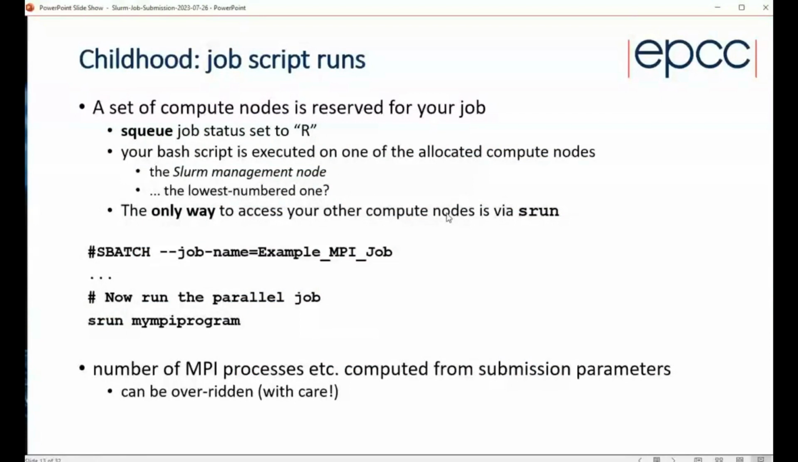Okay, so the concept is that a job is a set of compute nodes reserved for your job. squeue showing your job as R means it's running. All it means is that your batch job is running. Your bash script is executed on one of the allocated compute nodes, so it just runs your Slurm script. But of course, all the hash lines are just ignored because they don't mean anything to bash. And where is it run?